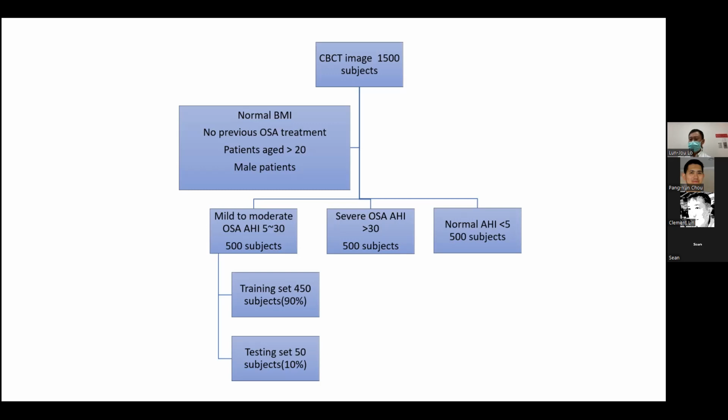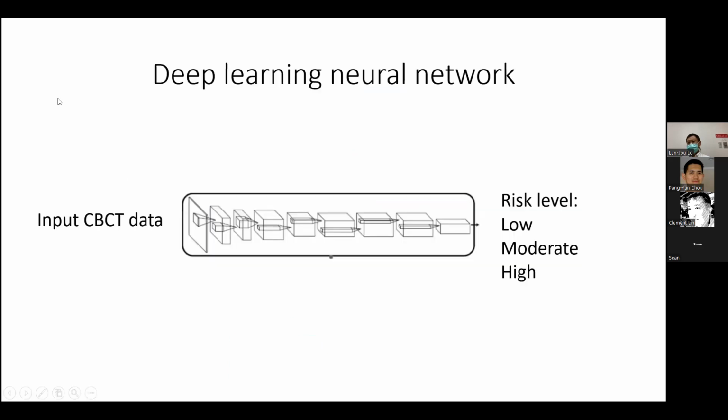Within each group, we further divide the subjects into a training set and a testing set. 90% of the patients, which is 450, go into the training set, and 10% of the patients, which is 50 subjects, go into the testing set. Using a deep learning neural network, we can use the input CBCT data to classify the patients into 3 different groups: the low risk group with AHI less than 5, the moderate group with AHI 5 to 30, and the high risk group with AHI more than 30.